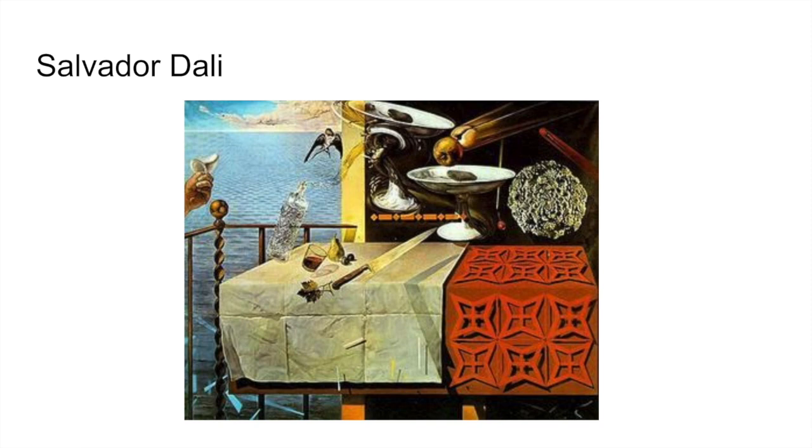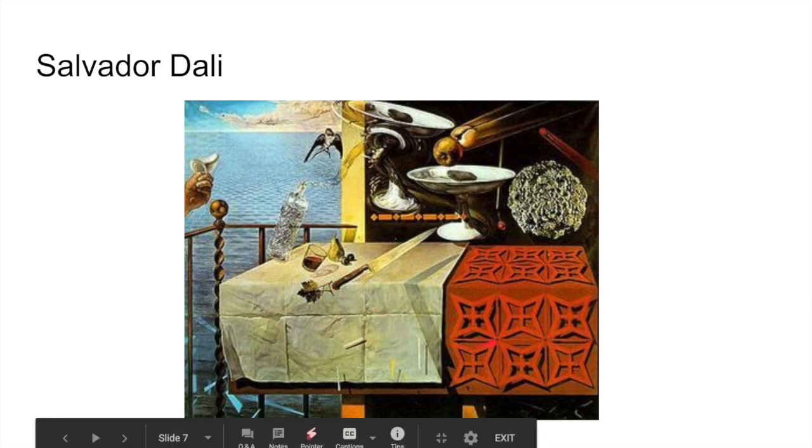Salvador Dali, this is called Flying Still Life. Of course it is, because you guys see that nothing is grounded. It's all floating in the air and flying through the air. Just as you expect Dali to do something weird, he does.